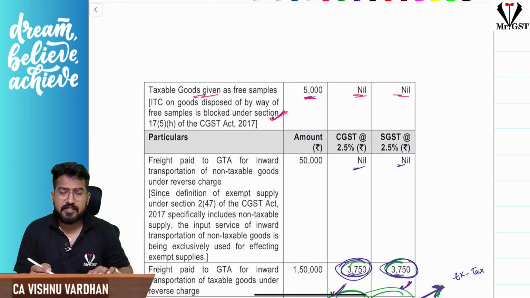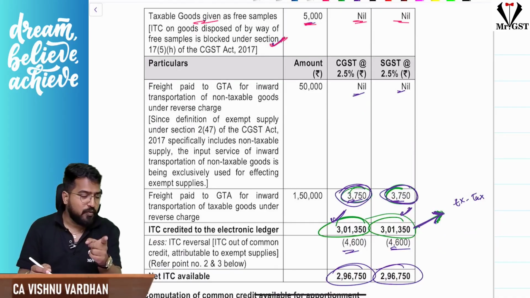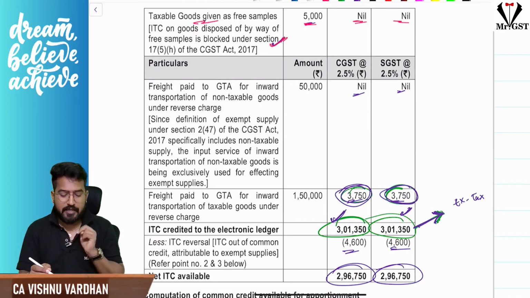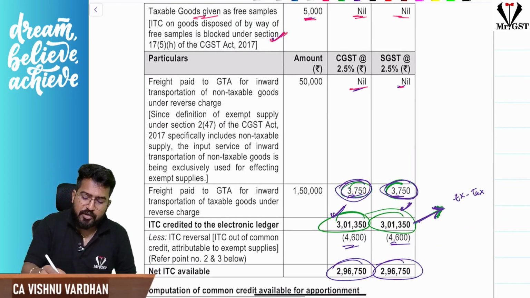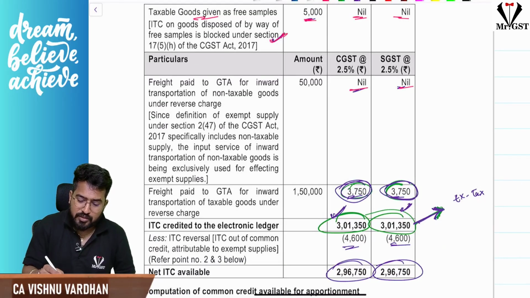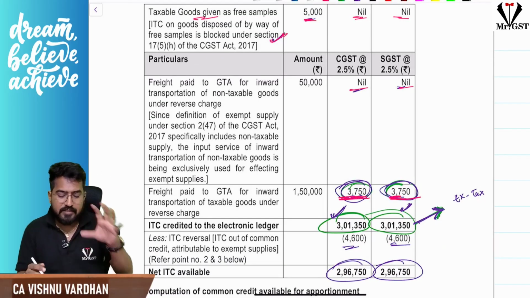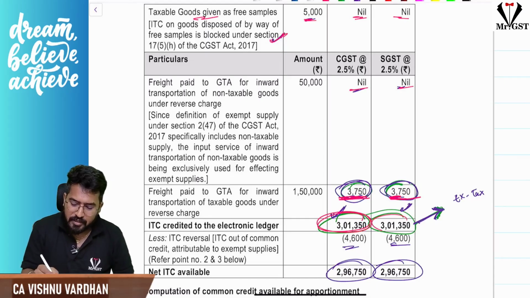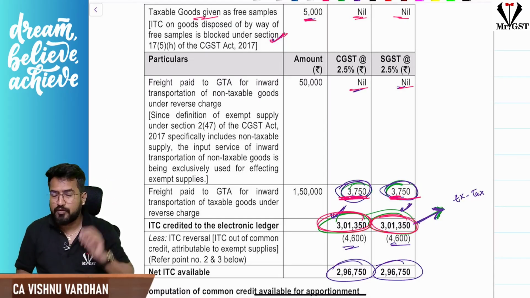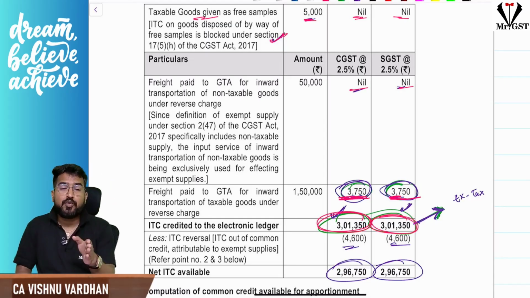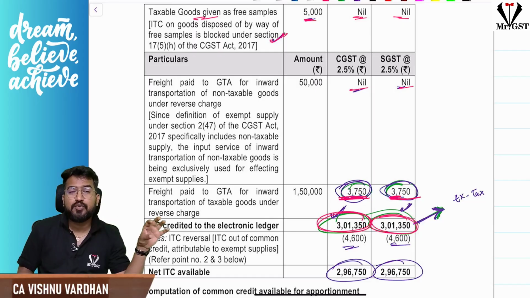For RCM purchase of GTA services, there are two GTA services: for one you can take ITC, for the other you cannot take ITC, correct? So for one we are not taking ITC, for the other RCM purchase you can take ITC. So this much amount totally will be credited to the e-credit ledger. As I told you, from that we should remove the reversal amount.